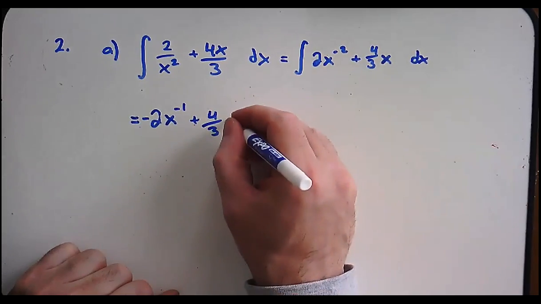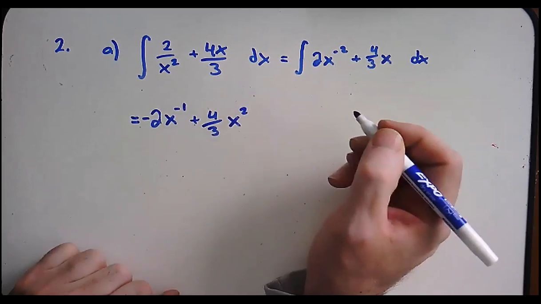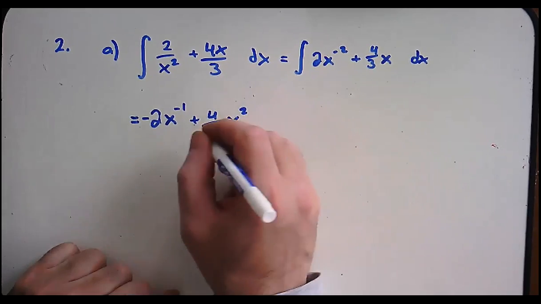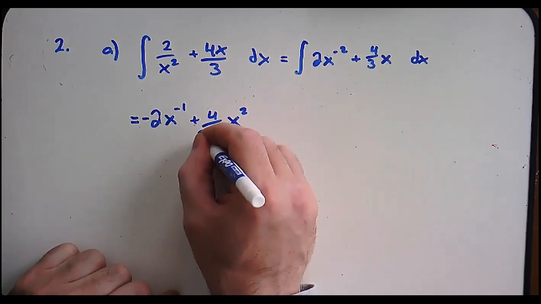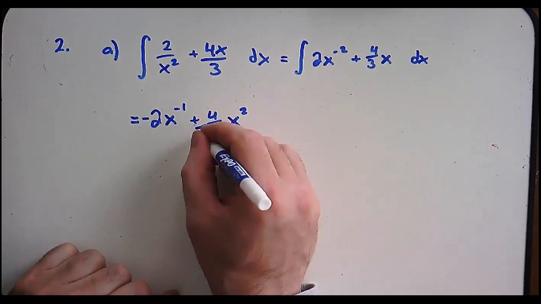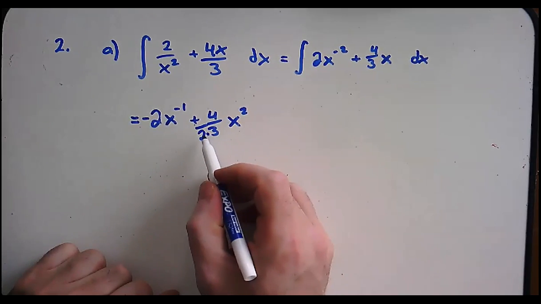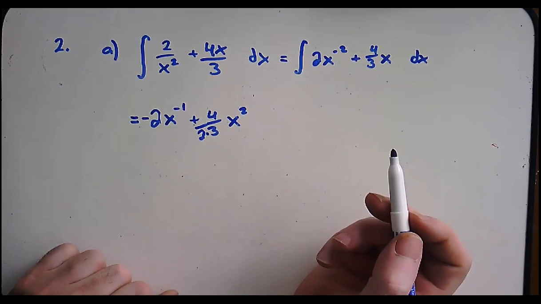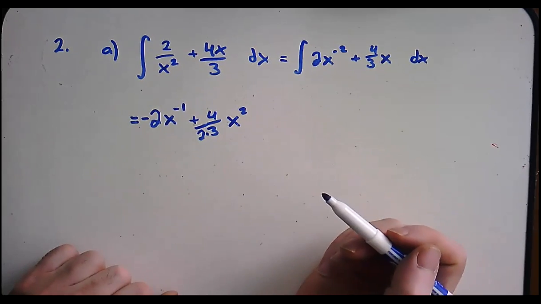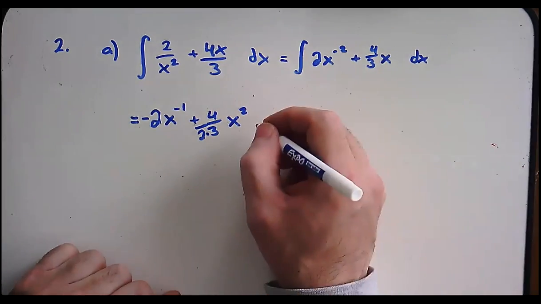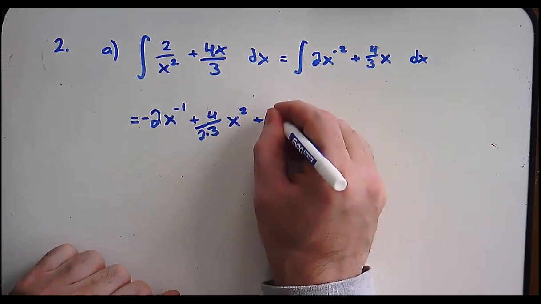Okay, second part, 4/3 times x. Well, we're going to increase that power to 2, and then we're going to divide by the new power, so divide by 2. I'm going to do that by just multiplying the denominator of my existing fraction by 2. That's going to accomplish the same thing. I don't need a separate fraction to divide by 2. Okay? And last thing for me to do here is to add that plus c.